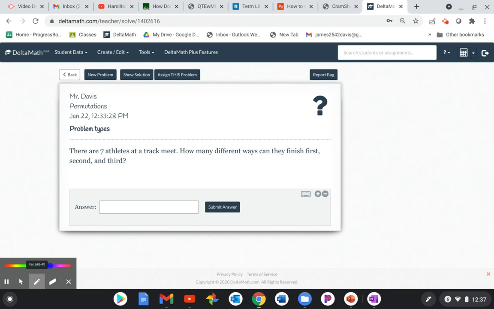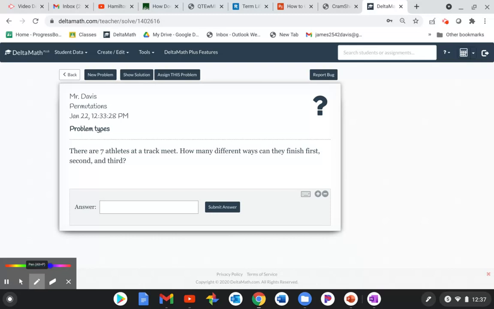Hey everyone, in this video we're going to be going over the computations for permutations and combinations. Last week you had a couple Edpuzzle videos that explained the difference between the two of them. Then you had quizzes where you had to choose the difference. So today we're going to get into the computations.